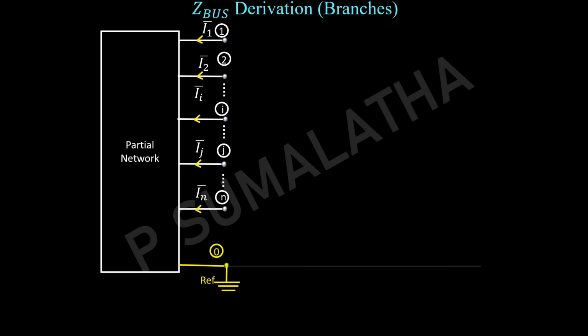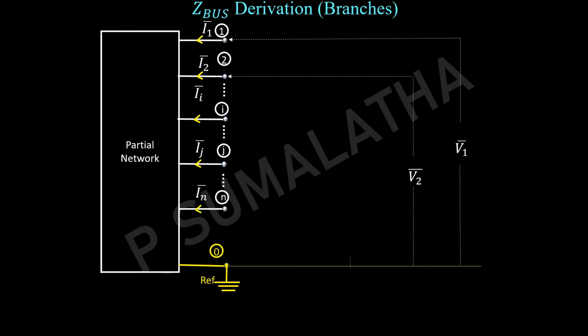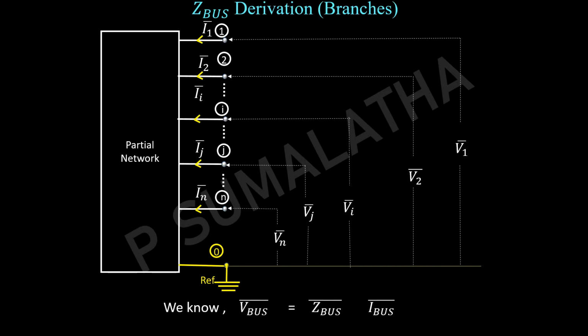Let us mark the potential difference of each node with respect to the reference node. First node to the reference node, let us consider the voltage V1, the second node to the reference V2, and so on. So we will have Vi, Vj, and with respect to the nth node we have voltage Vn bar. In the primitive network concept itself, we have seen the relation between V bus and I bus is V equals Z into I. Using this basic expression, we are now going to derive the equation for the Zbus. Let us see.